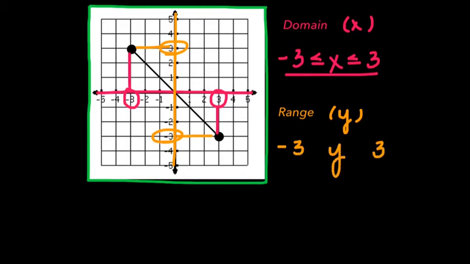We'll put the y in the middle to show we're talking about range. And at both ends, we still include that -3 and +3. So it's going to be equal to in both cases. So y falls between -3 and +3 on our range as well.